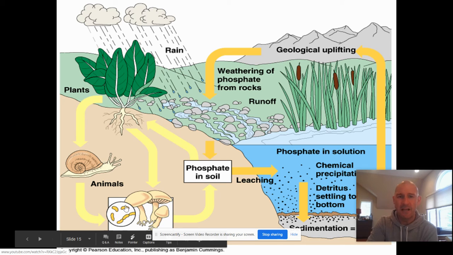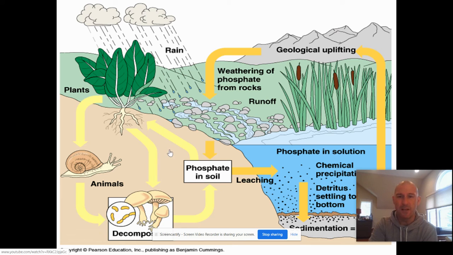When organisms die, decomposition takes place, returning that phosphorus back into the ground, back into soil, back into sediments. So again, the phosphorus cycle is pretty easy.